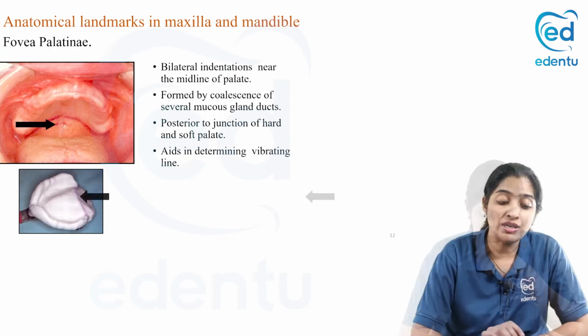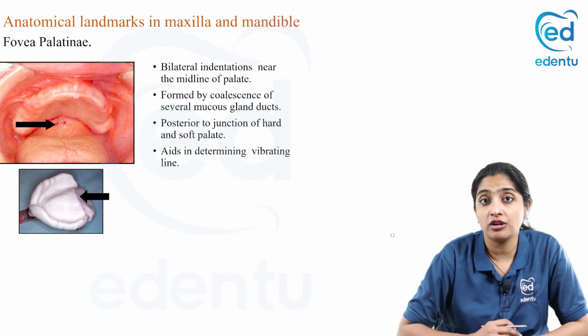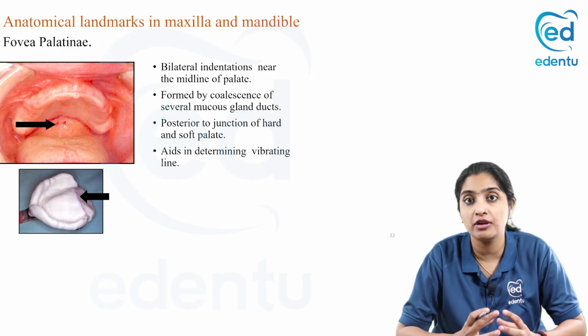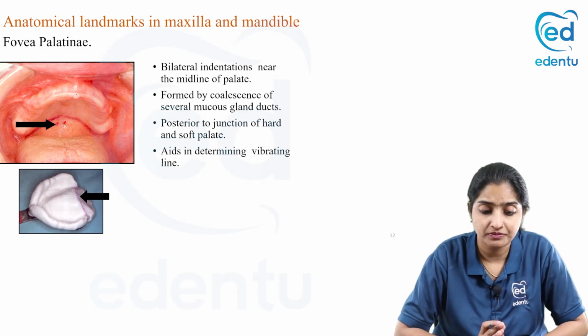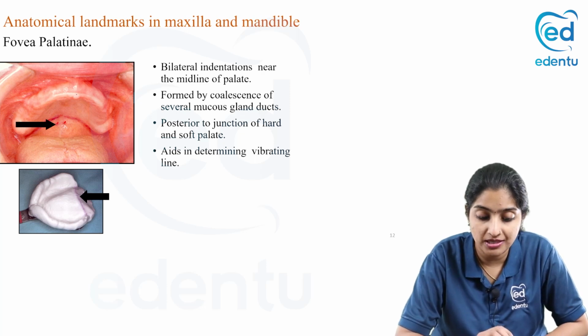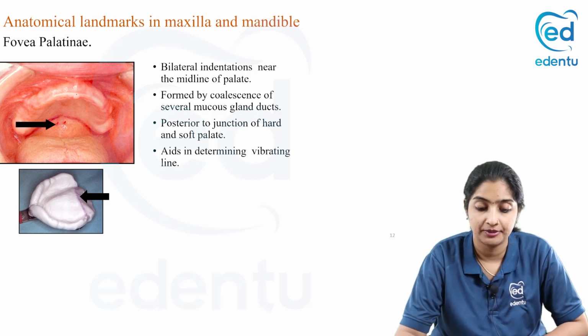What is fovea palatini? Can you see these two dots? That is called the fovea palatini. They are basically formed by the coalescence of several mucous duct glands. So, you have bilateral indentations near the midline of the palate, and it is posterior to the junction of the hard and the soft palate, and it aids in determining the vibrating line.